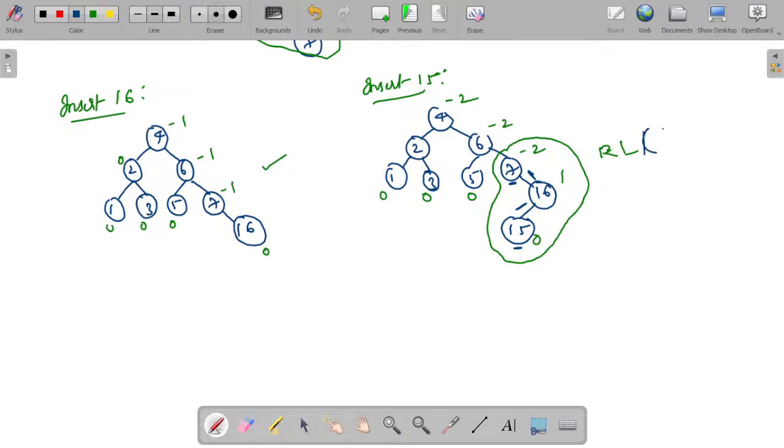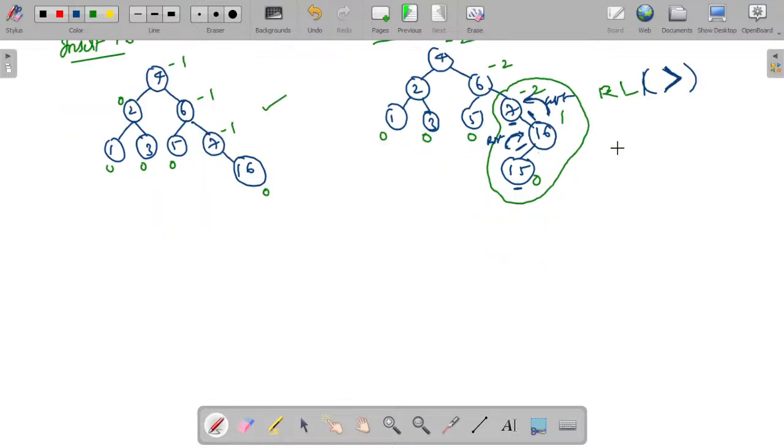Always remember, RL rotation is performed when the tree structure is like this, just like this. First we should perform a right rotation in this situation, which is between the grandchild and the parent node, so between 15 and 16. And then we should perform a rotation between these two nodes. So first a right rotation and then a left rotation. Let us perform these steps.